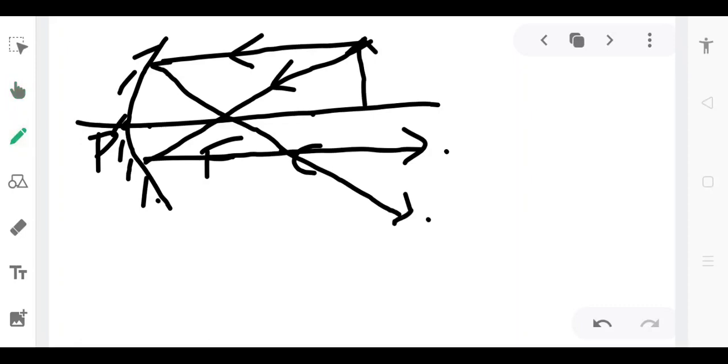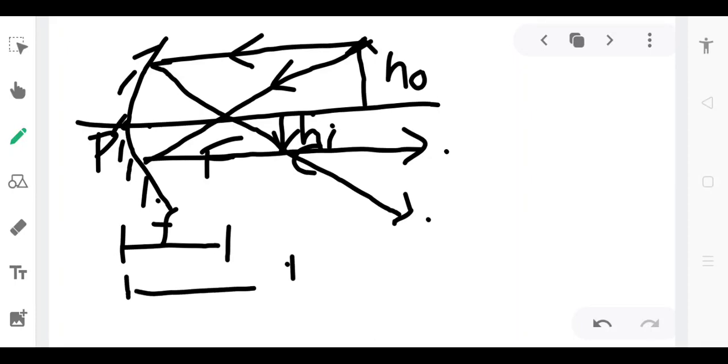Now this is the position where the image has formed. Let us suppose the height of the object is ho and the height of the image is hi. Now we need to look at the sign convention. The distance from pole to focal point is the focal length. The distance from pole to image is the image distance, and the distance from pole to object is the object distance.